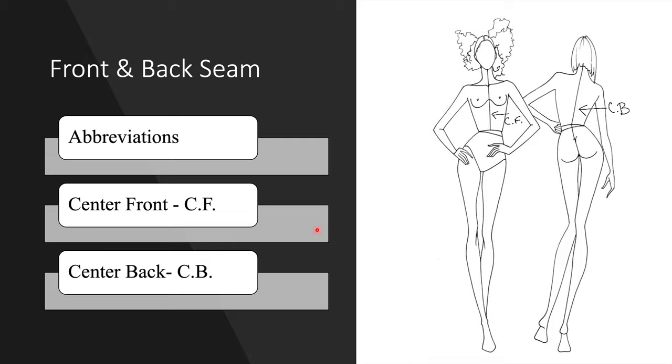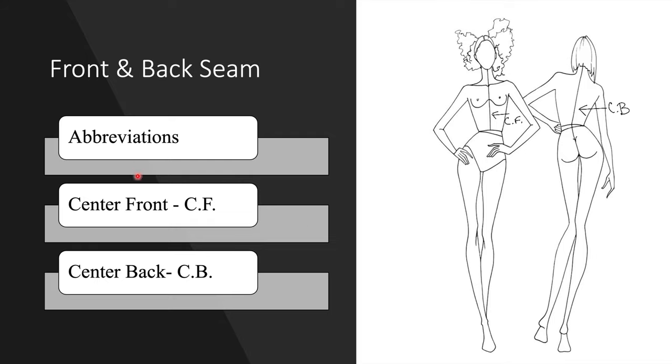Next one will be the front seam. The front seam is found going straight down. A lot of jumpsuits have front seams. Some bodycon dresses have front seams, but from what I've learned and seen, I mainly see front seams in jumpsuits, and in pants because of the crotch seam.